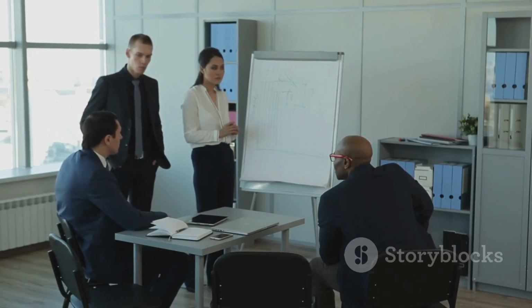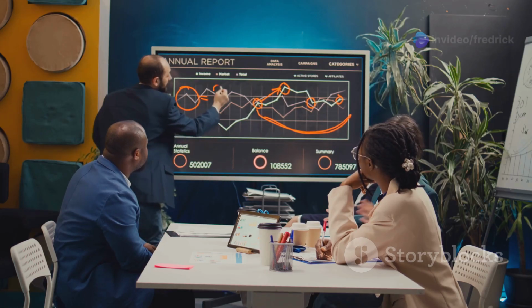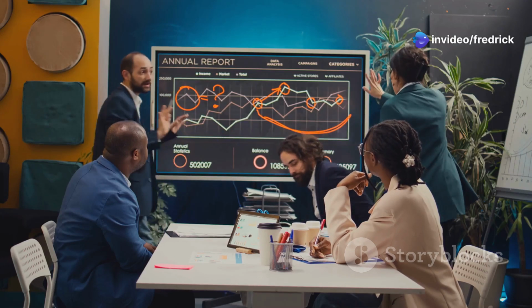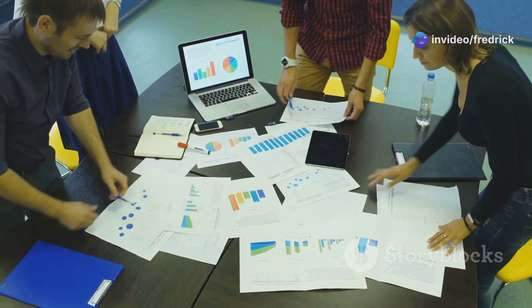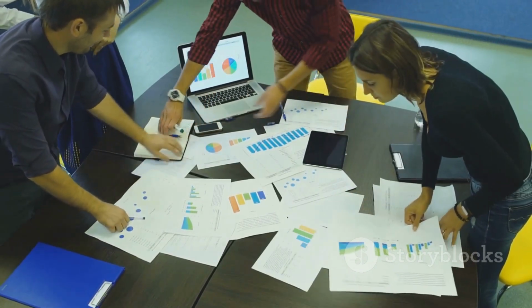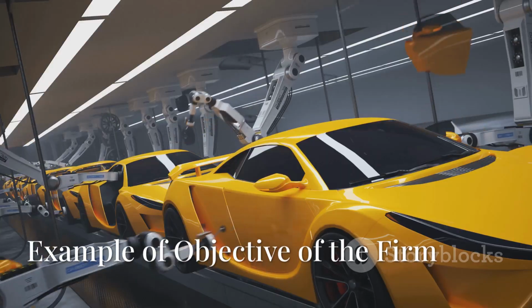Change in the objective of the firm. Businesses may have different objectives such as profit maximization, market expansion, sustainability, or cost reduction. If a firm shifts its focus from short-term profits to long-term growth, it may increase supply to capture a larger market share.